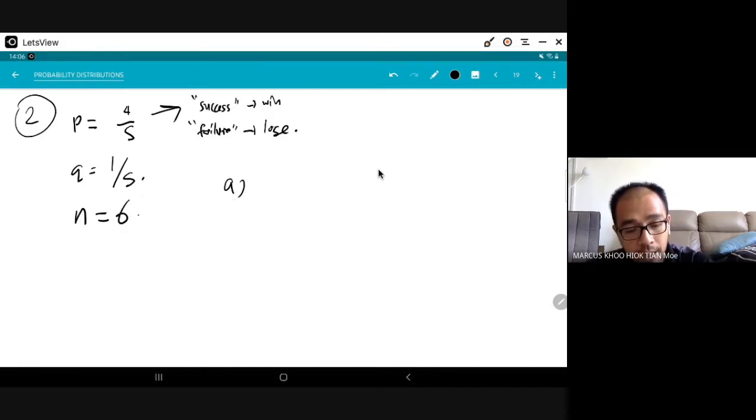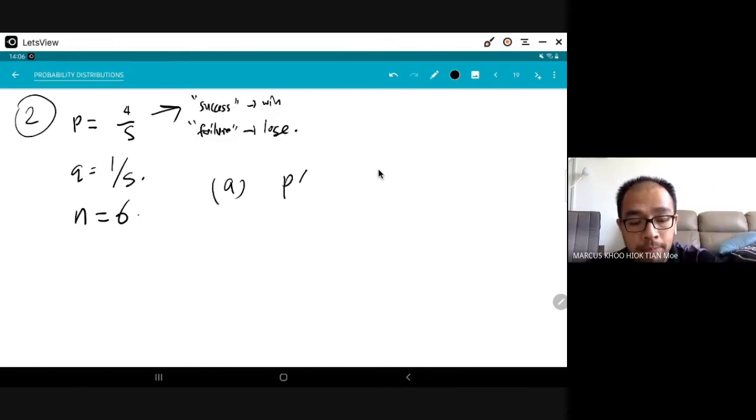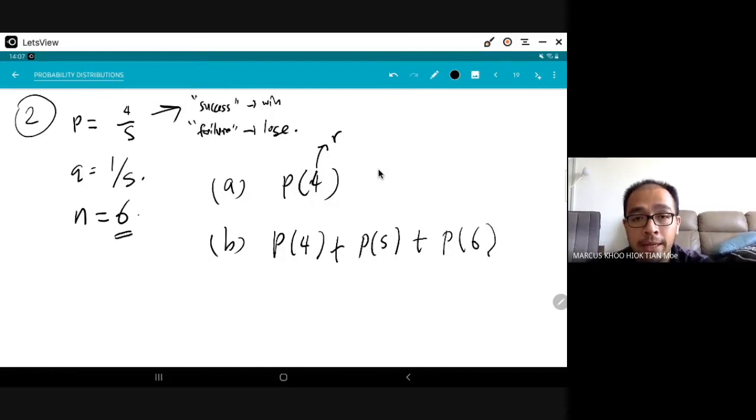So question A, wins exactly 4 matches. Ini senang lah, P4 saja. Okay, P4, this is our R. Next one, wins at least 4 matches. Menang sekurang-kurangnya 4 perlawanan. So you're talking about P4 plus P5 plus P6. Kenapa tiada P7? Because hello, paling banyak dia main 6 kali.